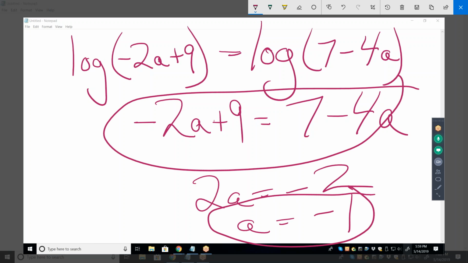Now, there's one last thing you have to do, and that is you got to make sure you're not violating any domains. One thing you cannot do is take the log of negative numbers or 0. So if this made that negative, it's not an answer. No solution. But it doesn't make it negative. It makes it the log of 11 equals the log of 11. So you're fine with this answer.